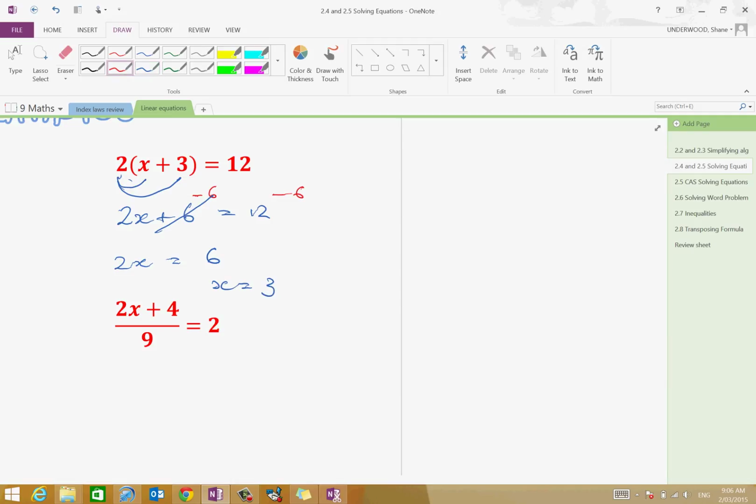If this is a 3-step problem, you're going to have a mark for each step. It could be worth 4 marks, but it'll probably be worth 3 marks. I'll probably have a mark for this line and a mark for this line. Is everyone okay with that?